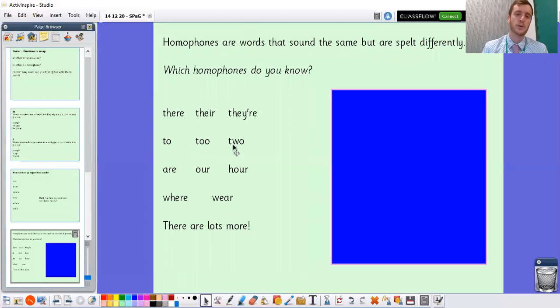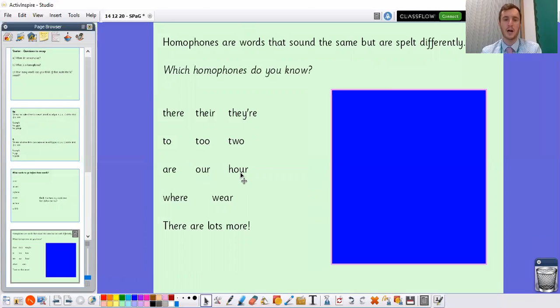Then we have to, and to. This to again can be used for a direction. I want to go to the park. This one can be used to replace the word also. So I also have a pen. I have a pen too, with the double O. And this one is the number 2. I have 2 apples, for example.